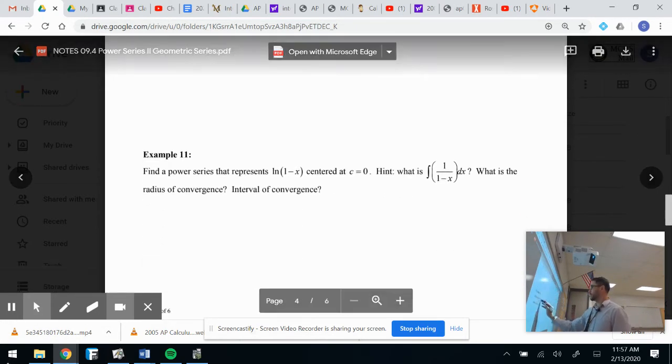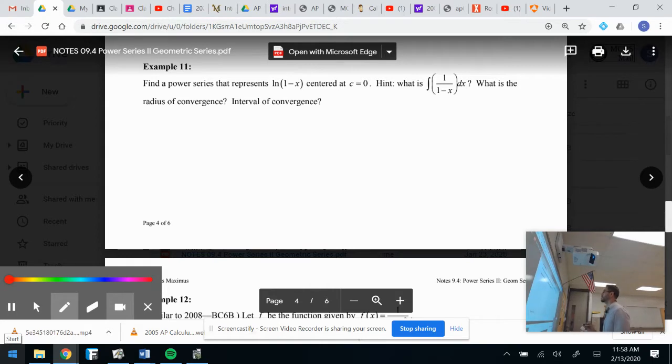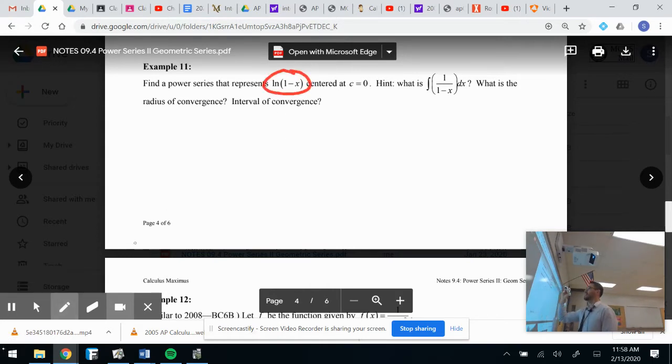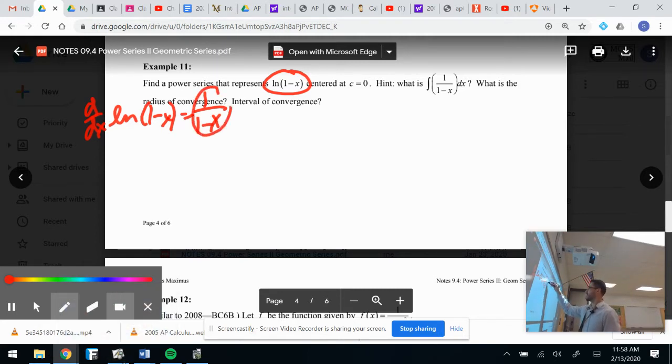What about this next one? Find a power series that represents the natural log of 1 minus x centered at c equals 0. Well, this actually is somewhat familiar. If I take the derivative, d dx of the natural log of 1 minus x, that would be 1 over 1 minus x. That's totally legit. And this is that power series that I have memorized. So the derivative of it is equal to 1 over 1 minus x.